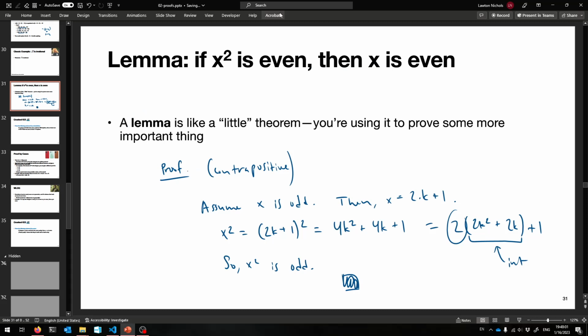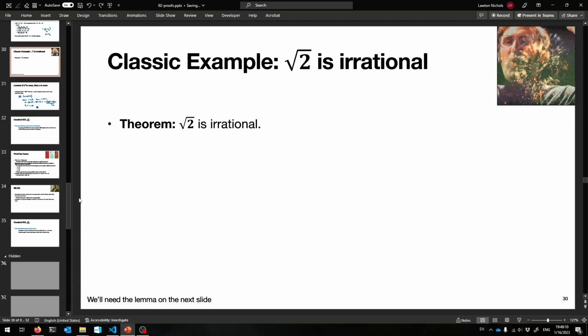If x squared is even, then x is even, and I proved that with a contrapositive. So assume this negation and prove this negation. Cool. We're going to need that here. So here is the mind-blowing example. So theorem, the square root of 2 is irrational. I'm so excited to prove this for you. So proof. Here's how you do it. It all falls together. It's so beautiful.